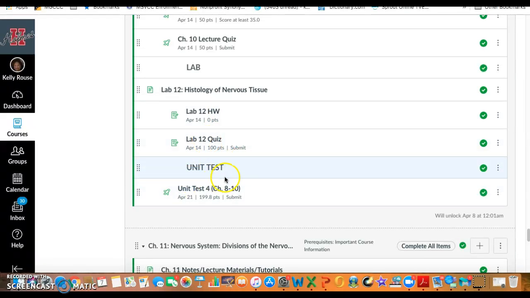This is not proctored. It's going to be unit test number 4, and it's going to cover chapters 8, 9, and 10. So be sure that you study hard for this test before you open it. This test is not going to be due until April 21st. So you're going to actually have 2 weeks to study to be prepared for this test. So it's going to be unit test 4, chapters 8 through 10, and it'll be due on April 21st. So make sure that you are studying hard so that you know this material.